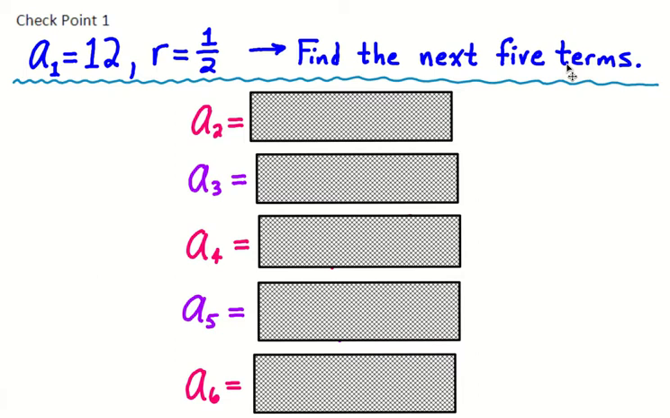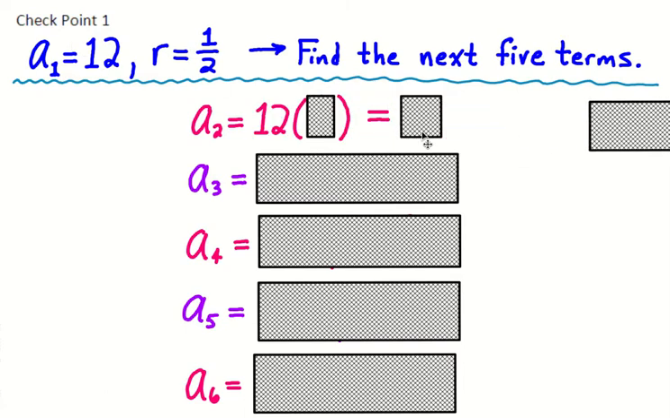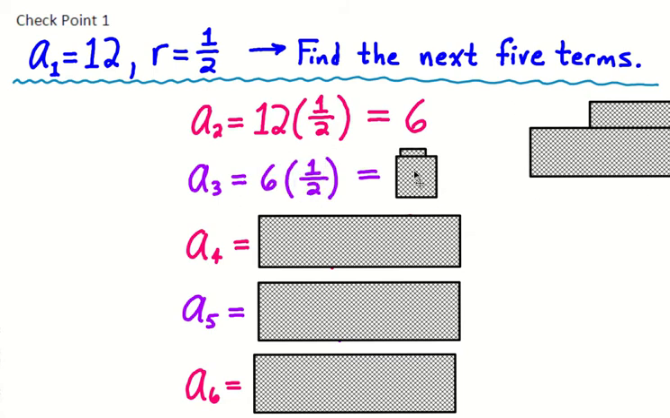Well, again, this is still the basics of what a geometric sequence is. If that's your first term and your common ratio is 1/2, aren't you just going to multiply this by 1/2 to get the second term? And then aren't you going to take the second term and multiply that by 1/2 to get the third term, the next term? And then aren't you just going to keep on doing that, always just multiplying by 1/2 to get to the next term?